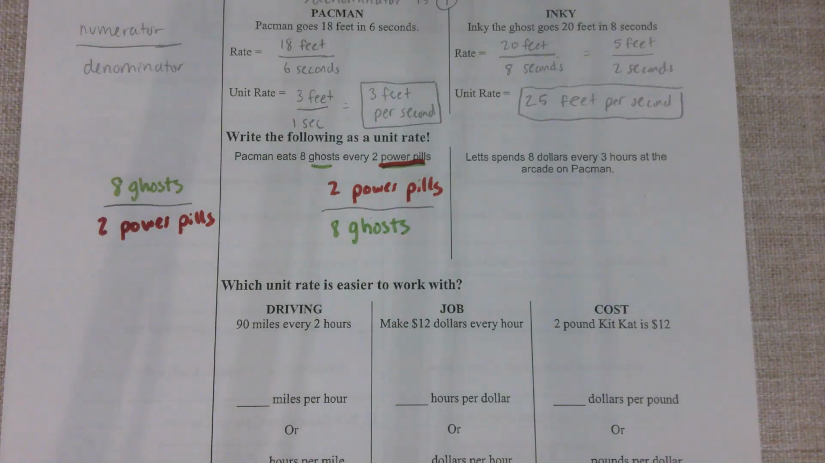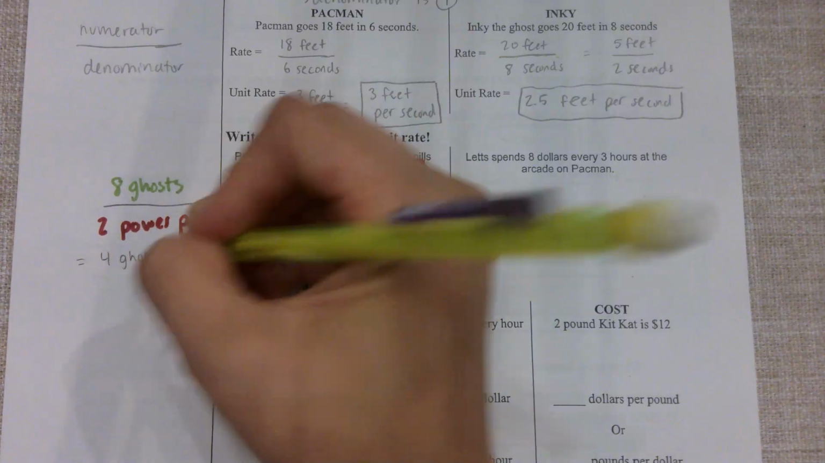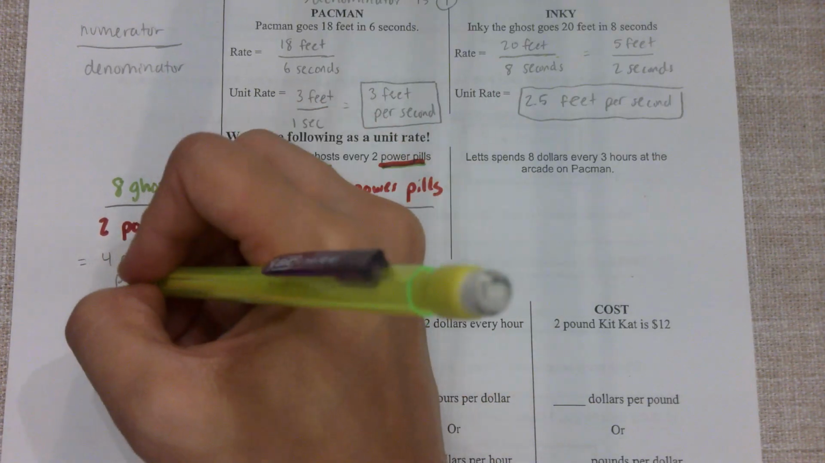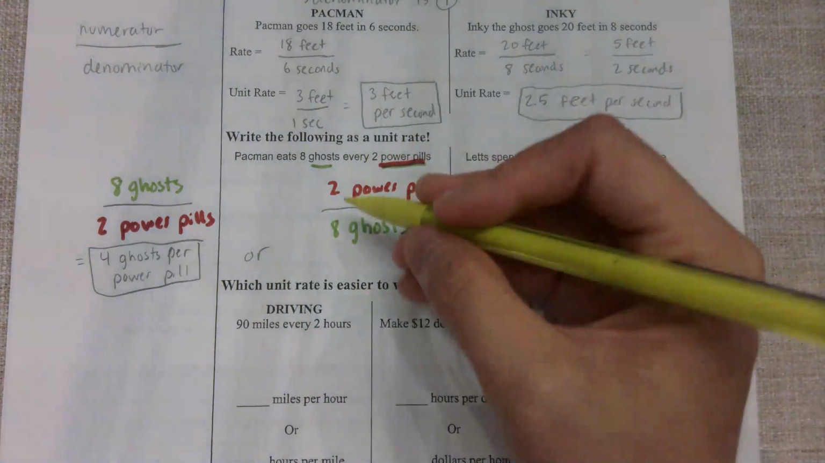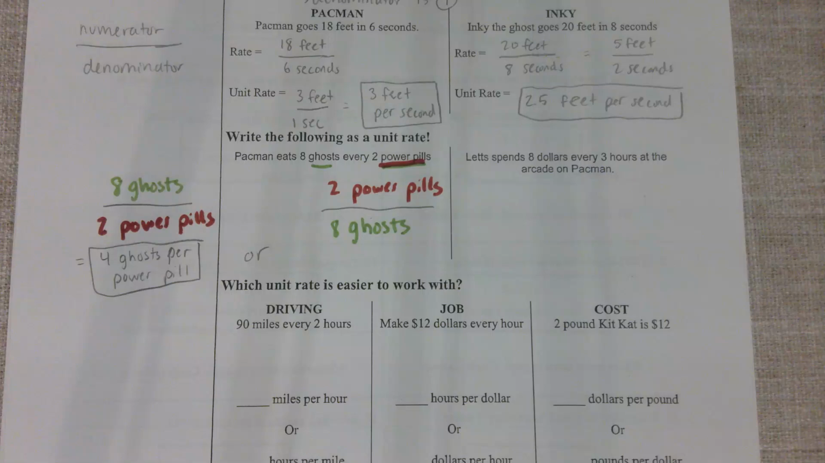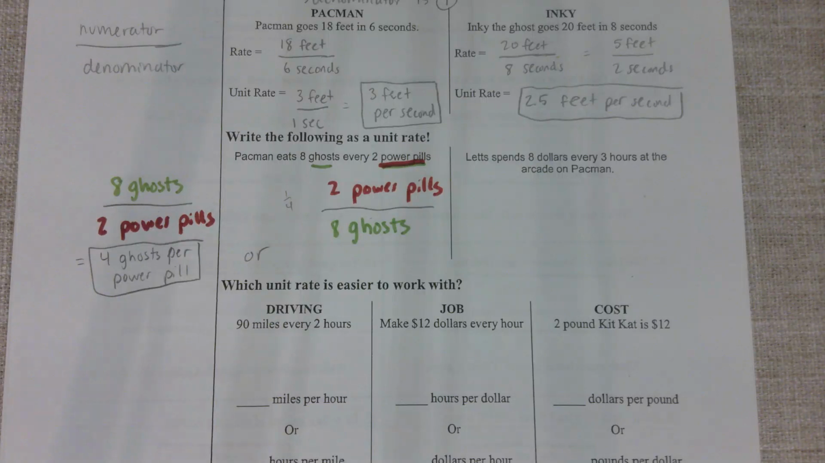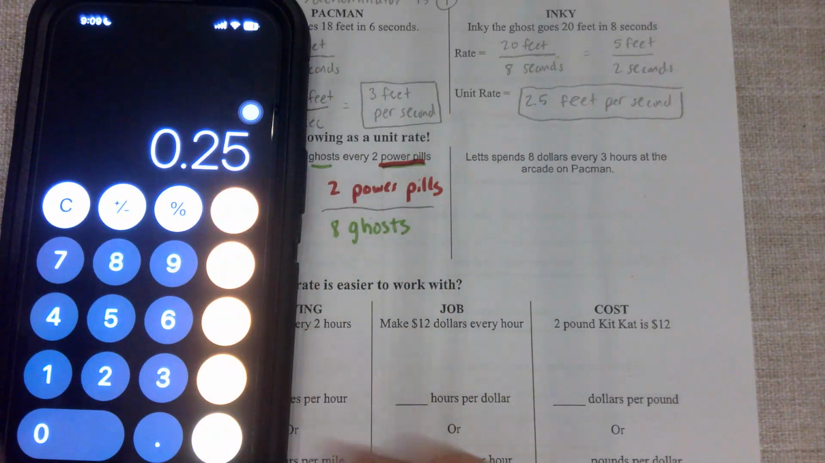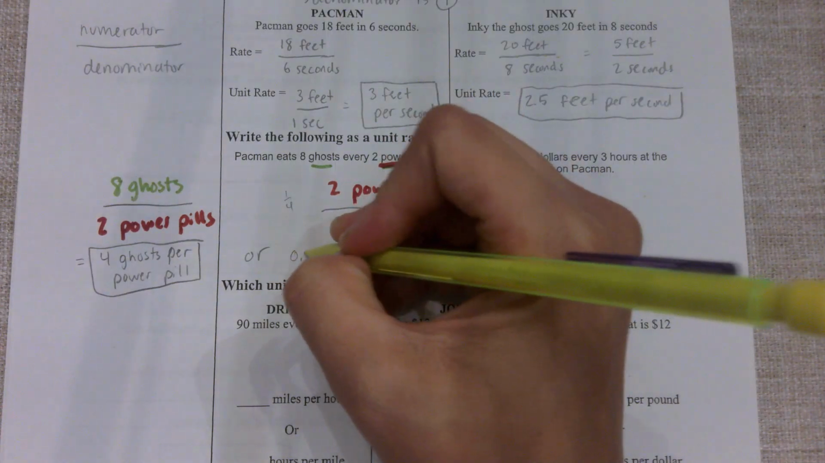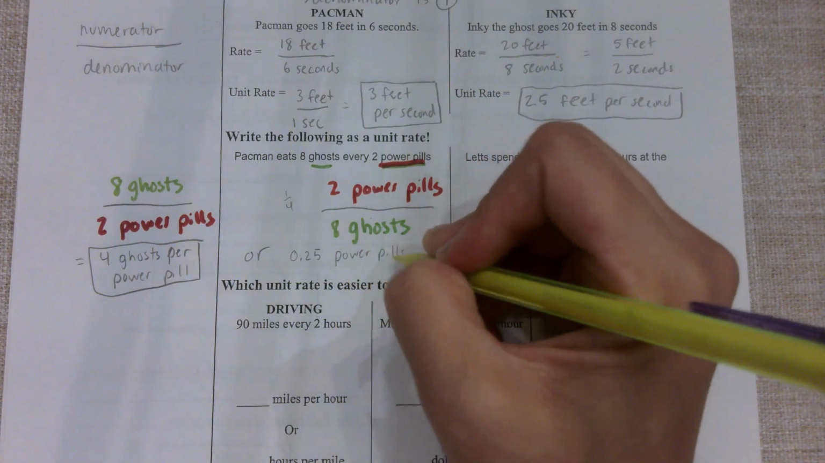And then if we reduce this, 8 divided by 2 is 4. So we get 4 ghosts per power pill. Or we get 2 divided by 8. You can reduce that to 1 over 4, and that decimal is 0.25. Or you can use a calculator if you don't remember. Right? 2 divided by 8, 0.25. So 0.25 power pills per ghost.